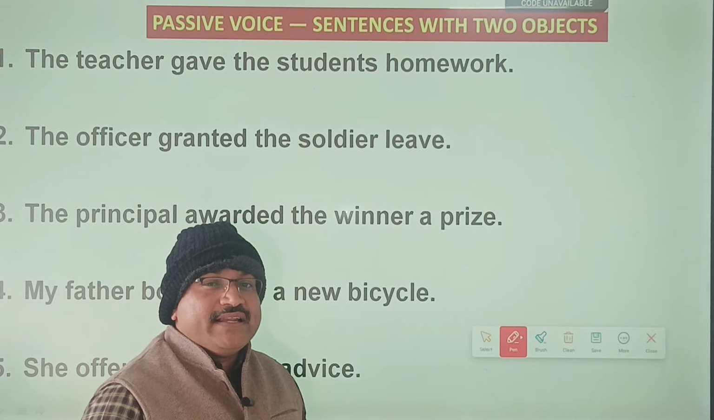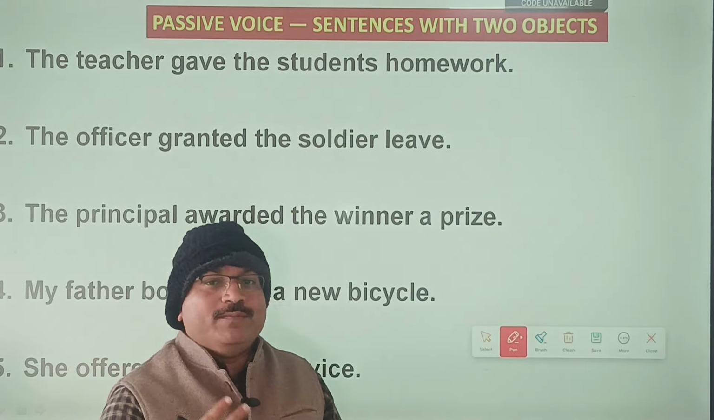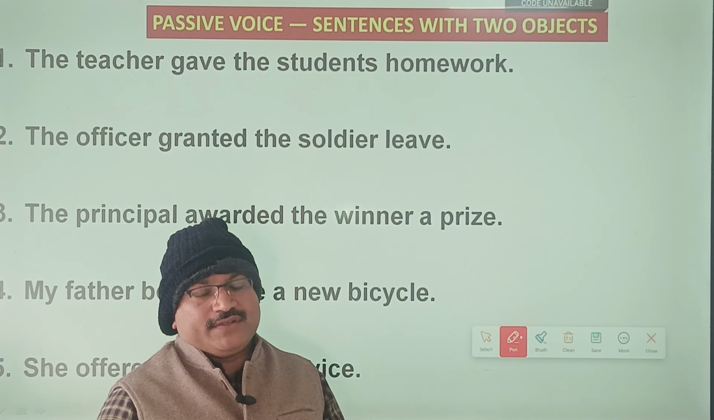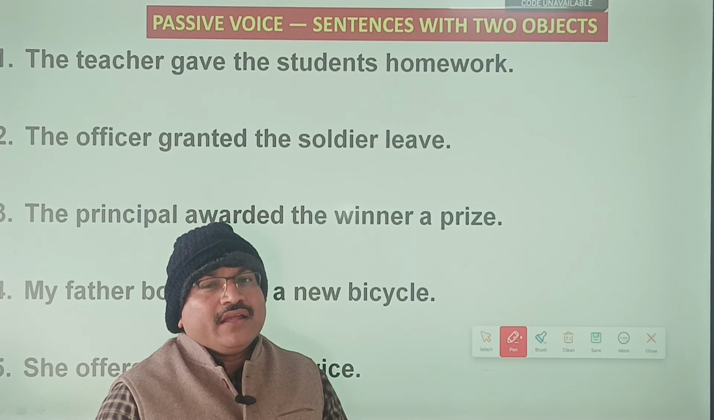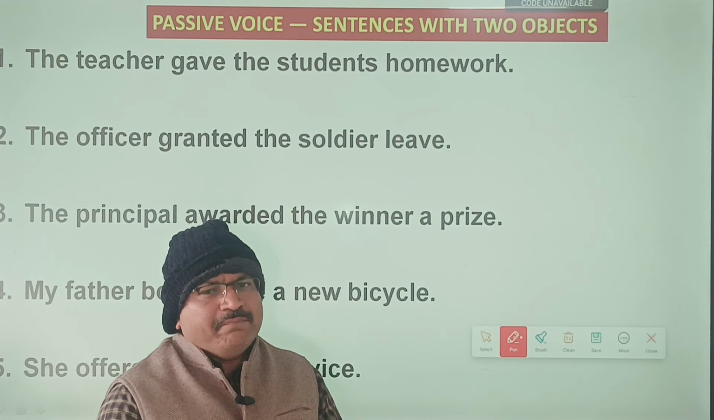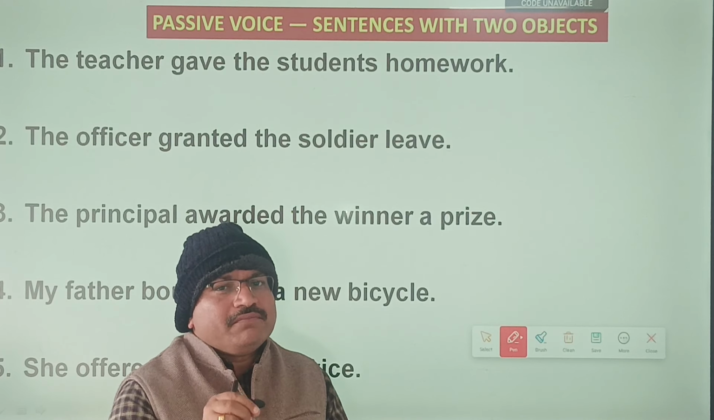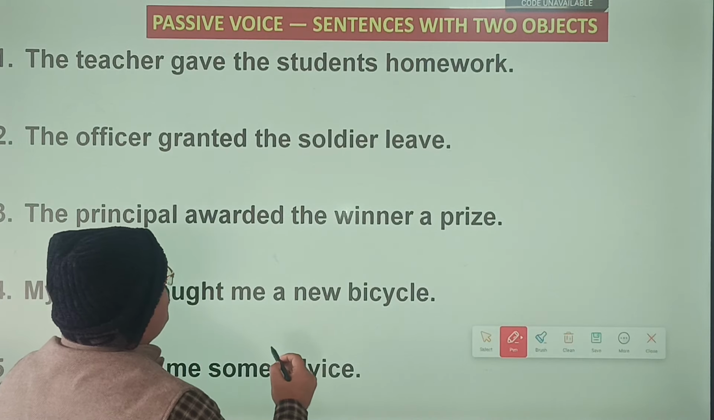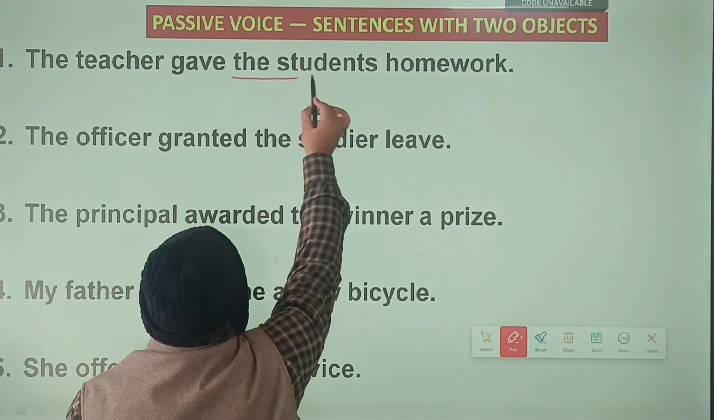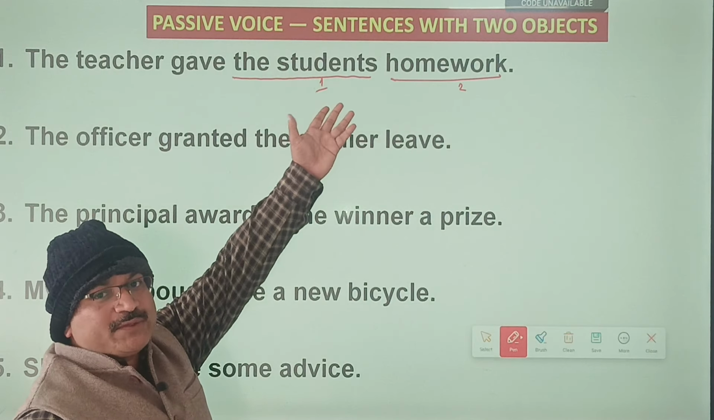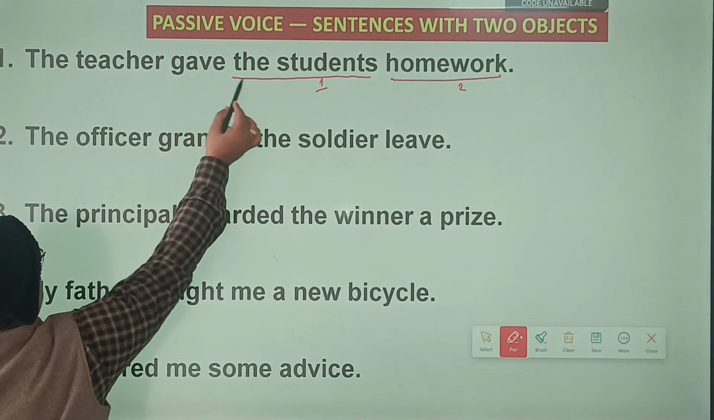Now, after imperative sentences, we have sentences with two objects. If a sentence has two objects, how to change that sentence into passive voice? The rule says that you can pick up either of the objects and change that sentence into passive. But preferably, you should pick up the object if it is a person. Let us see this. The teacher gave the students homework. We have two objects here. Object 1, object 2. Now, students, persons. So we can pick up this.